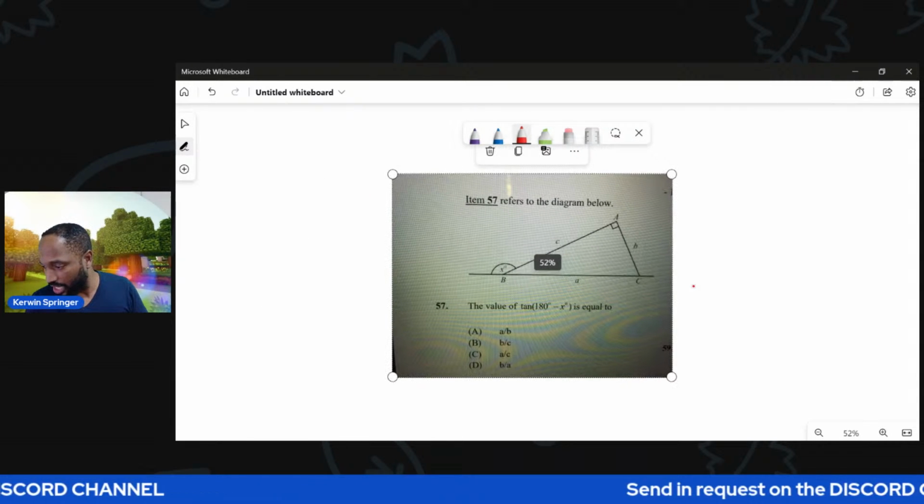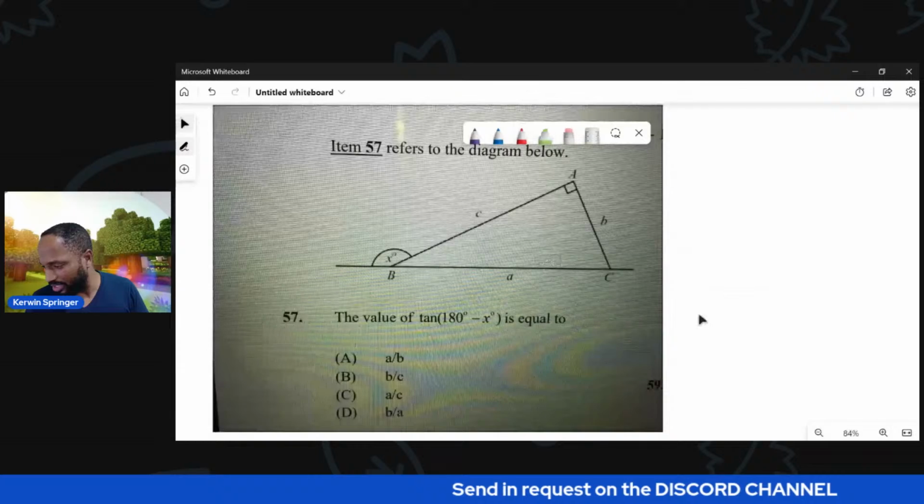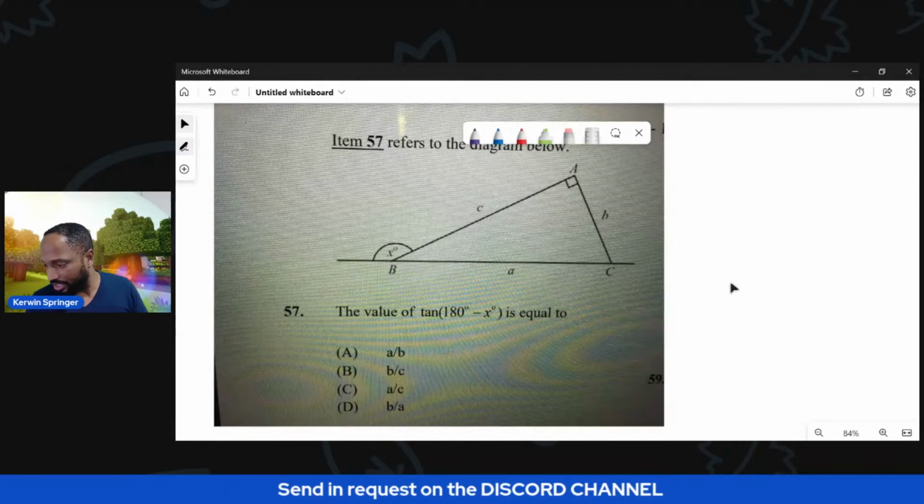Right, the value of tan of 180 minus x is equal to.